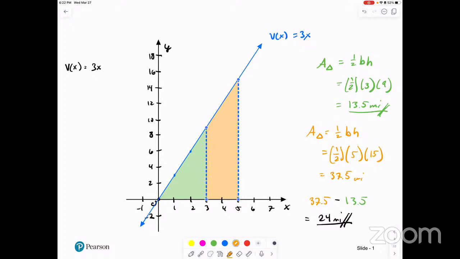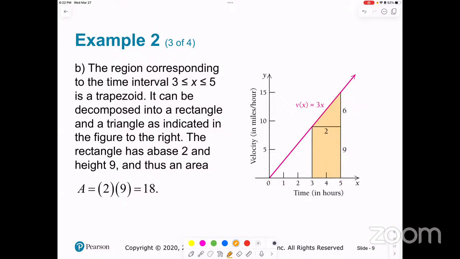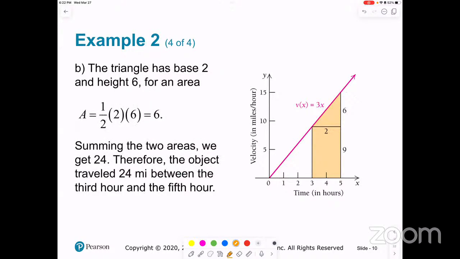Okay, let's see how we did. 13.5 and 24. 13.5 looks good. Got our colors inverted, but that's okay. Did I get 18? Did I do my calculation wrong? 9 times 2. Oh, that's just the base of the smaller triangle. And 24 is good, right?